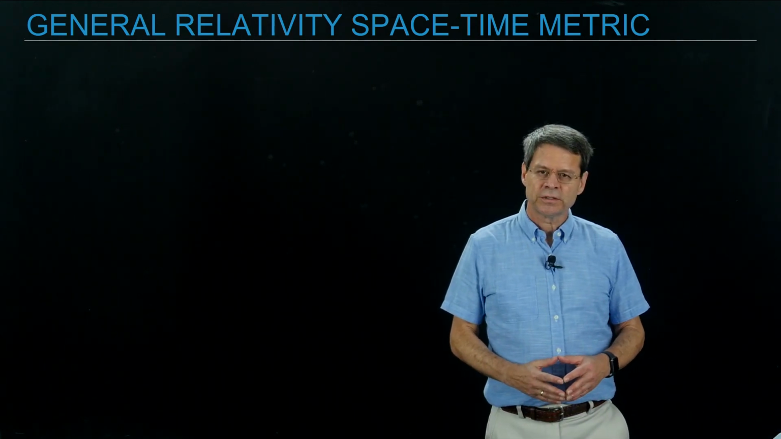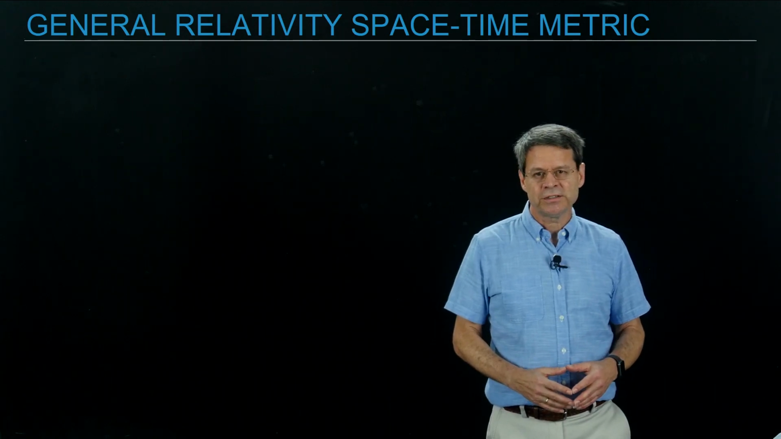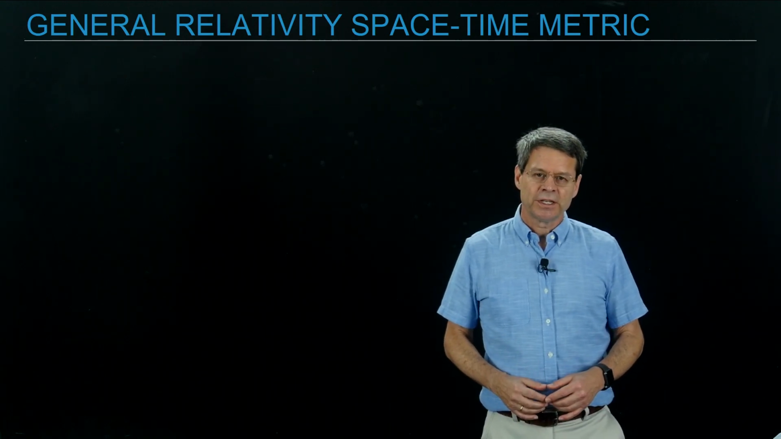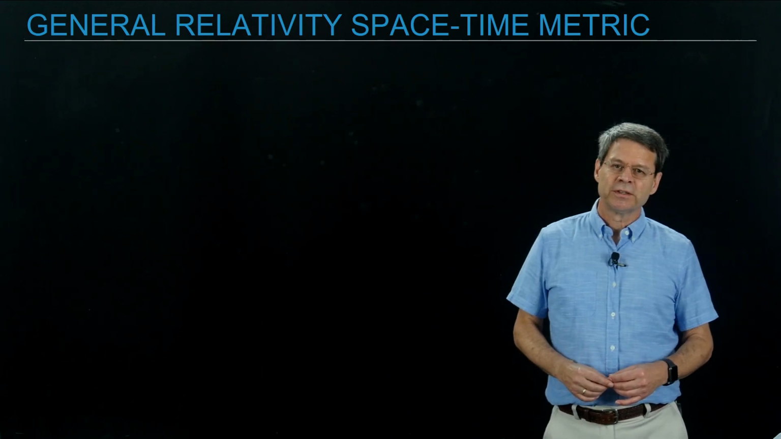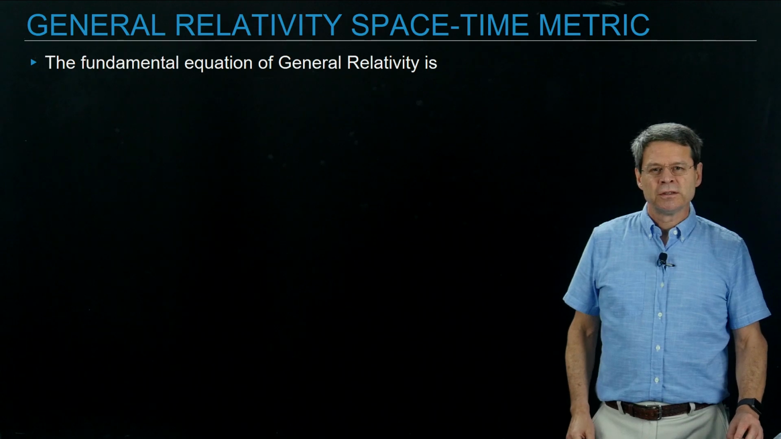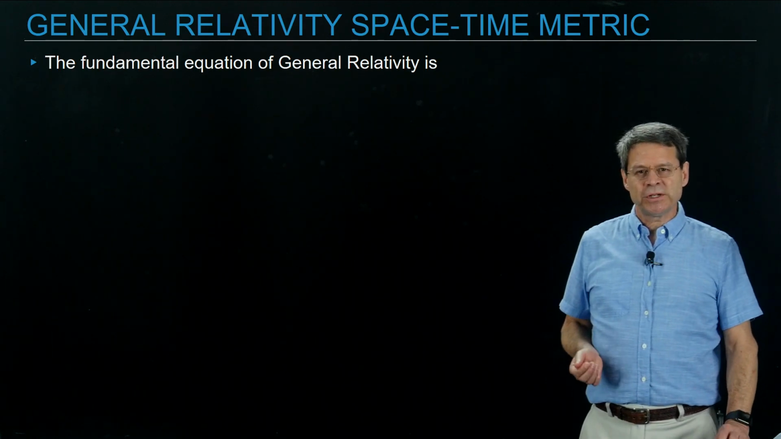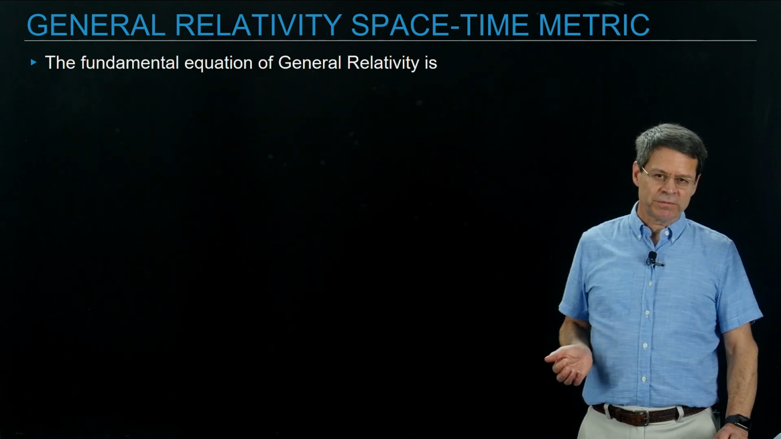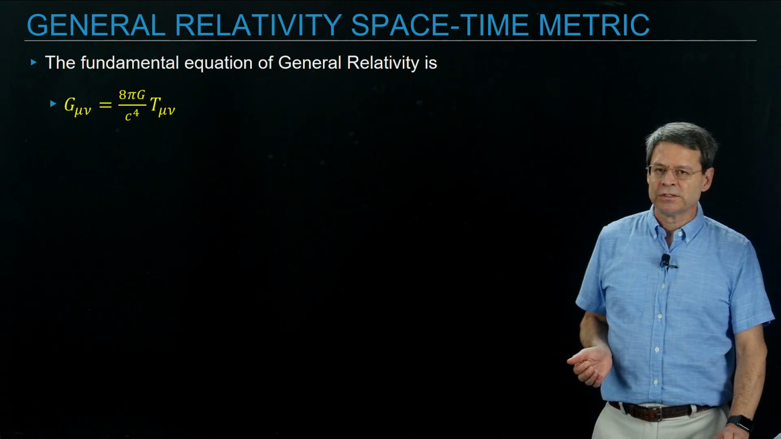In this lecture, let's talk a little bit more about the details of general relativity, and let's start with the space-time metric, but also move on to gravitational waves. So it turns out that the fundamental equation of general relativity, if I write it very compactly, is this.